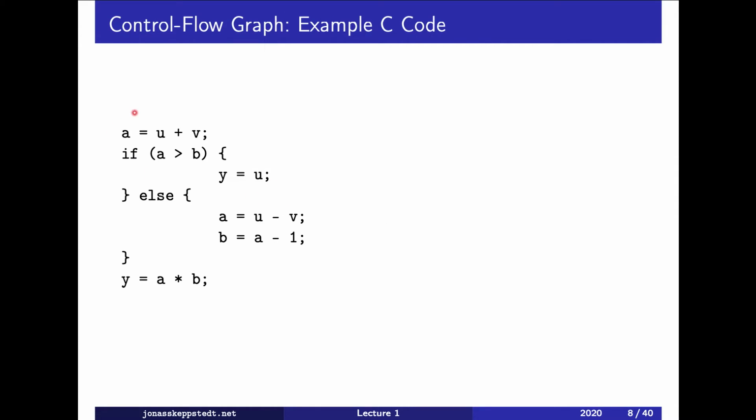So if we have this source code, there will be one node for this, and then there is a branch to either this or to that. Okay, and then after each of these, there will be a branch to this one. And one of the branches can be avoided, of course.